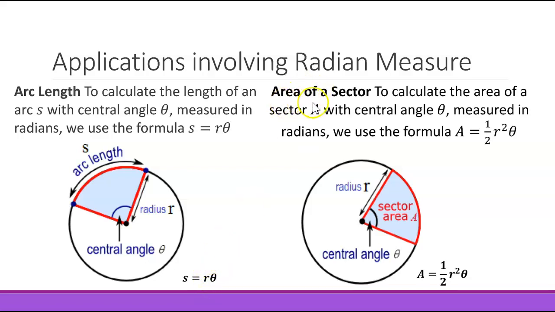We can also find the area of a sector. To calculate the area of a sector A with central angle theta, again measured in radians, we use the formula A is equal to 1/2 R squared theta. So here we are finding the area of a part of a circle. We're calling this a sector of a circle, and we need the central angle theta in radians and the radius R to be able to calculate the area of the sector.